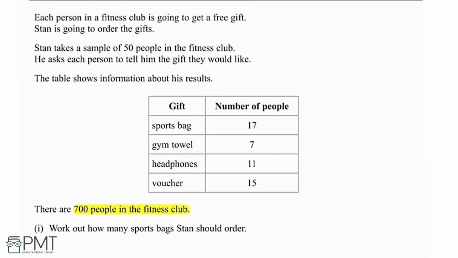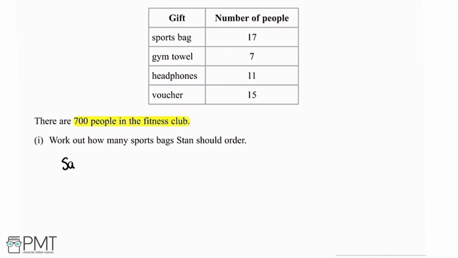Okay, so essentially what Stan's done is he's taken a sample of people and surveyed them to see what they want. Then he's going to use the proportion of the amount of people that want each item and work out how many people that will roughly be for the 700 people. Now if we add all of these up, we should get 50, because we're told that Stan takes a sample of 50 people. So in our sample, we've got 50 people, and in total, we've got 700 people.